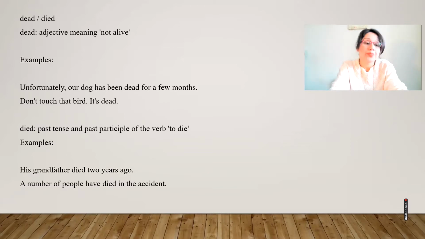It is an adjective. And then we have died, which is the past tense and past participle of the verb to die. So dead is the adjective and died is the past participle of to die. His grandfather died 2 years ago. A number of people have died in the accident. So dead is an adjective and died is the past participle, third form, and also the past of the verb die. So they are very different. One is an adjective and the other one is a verb.